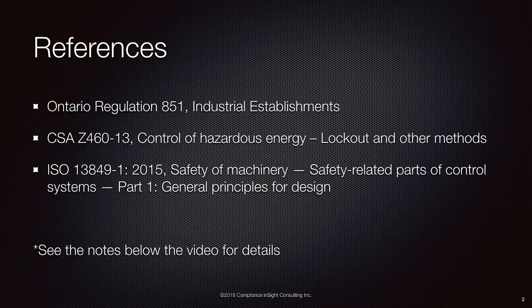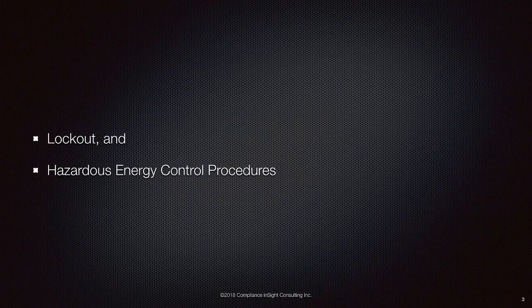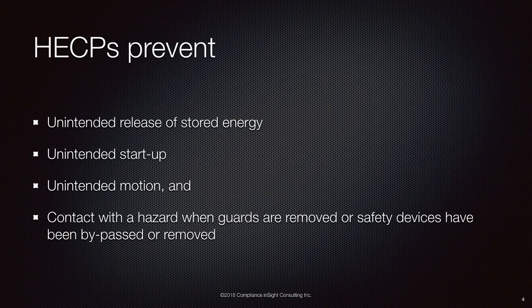There are two main ways that workers can be protected when the safeguarding systems on a machine need to be bypassed or defeated. The first one is lockout, and the second is hazardous energy control procedures. Both of these methods are part of a hazardous energy control program. Sometimes using lockout is not practicable because of its impact on operations and various other functions. In those situations, other controls can be implemented as long as an effective risk control can be achieved. So let's start with hazardous energy control procedures.